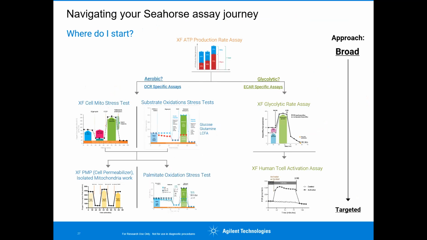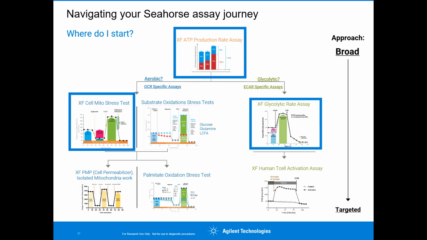So here's another glimpse at the chart that I showed you earlier. Again, these assays are just the beginning. The Seahorse technology is very flexible, and you can start by asking very complex questions, especially as you get more advanced in your experimental design. Some of these I talked about: the ATP production assay, the Cell Mito Stress, the glycolytic rate assay as well. And then there are several others, especially if you're working with long-chain fatty acids.